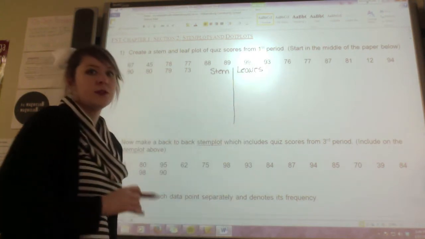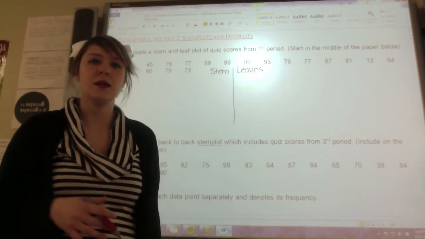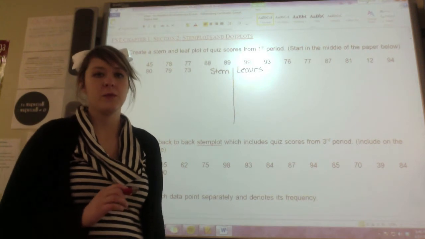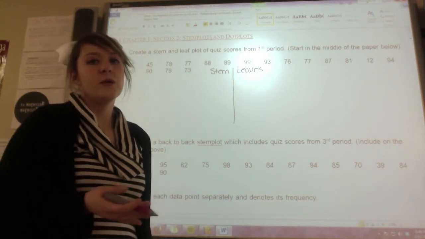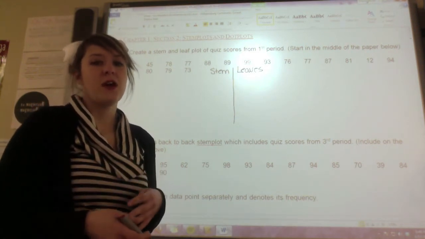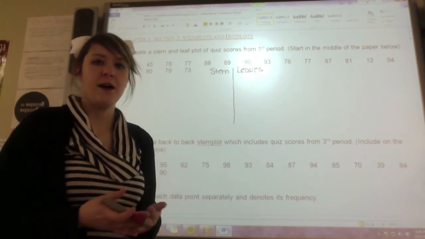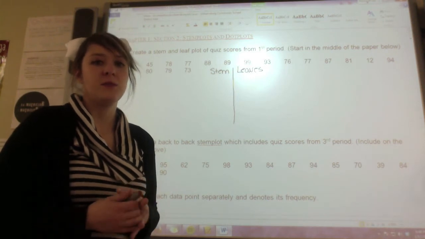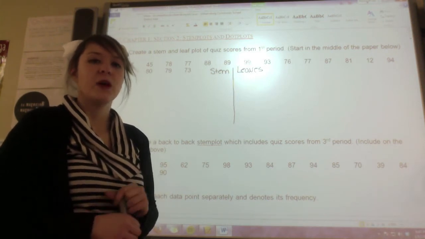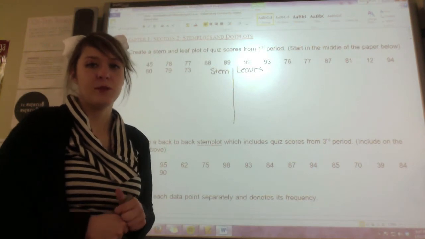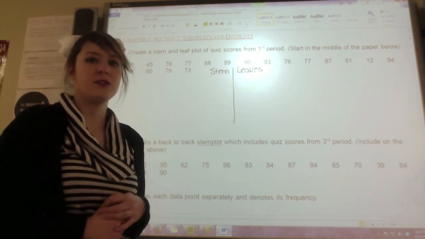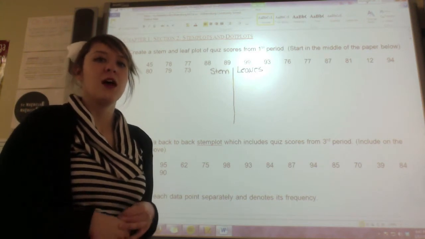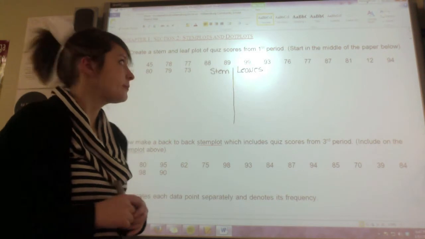Okay. So your stem can be any numbers, but your leaves have to be a single digit. So they have to be a number between 0 and 9. So your stem changes depending on what type of numbers you have. If I have numbers like 50, 60, 70, 80, then my stems would be like 5, 6, 7, 8, because my leaves would just be a single number. But if I had something like 100, 110, 120, then my stem would become 10, 11, 12, and my leaves would just be 0, 0, 0.